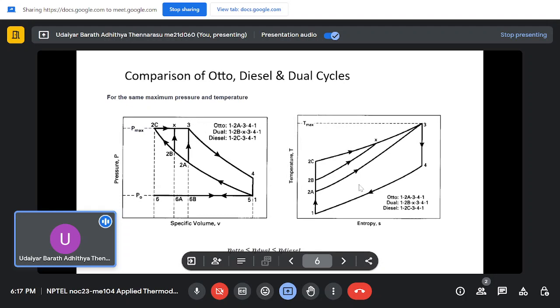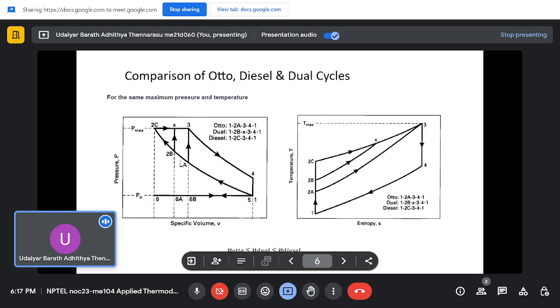Suppose we need to have better estimates, and we limit the peak pressure obtained in a cycle. In that case, the maximum pressure which the cycle can reach is fixed. So P max is fixed, and we have the same inlet condition. From there, 1 to 2c will be the diesel cycle. So diesel will compress it, reaching state P max, and then there is a constant pressure heat addition. So 2c to 3 will be diesel, and then it will follow expansion.